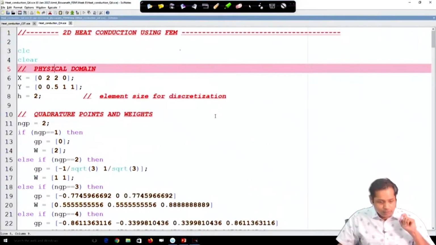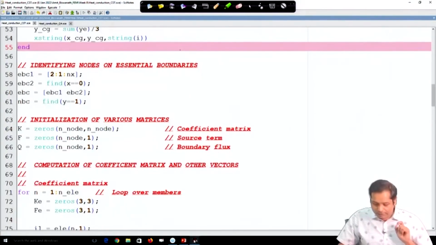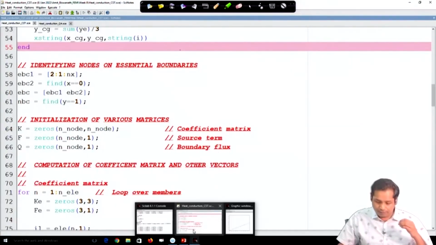Okay. So now, let us now increase the number of.